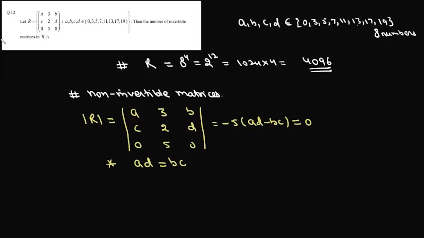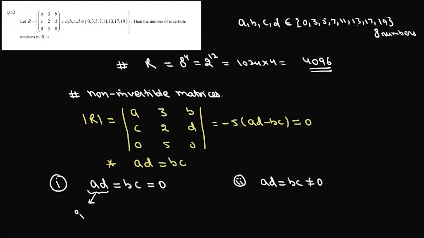Now we'll consider two separate cases. Case 1, when AD equals BC and it is equal to 0. And the second case where AD is equal to BC but they are non-zero. Now in this, at least one of A or D is 0. So this is at least one of A or D and at least one of B or C is 0.